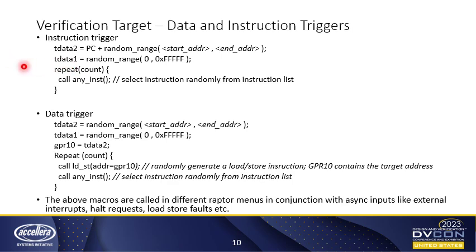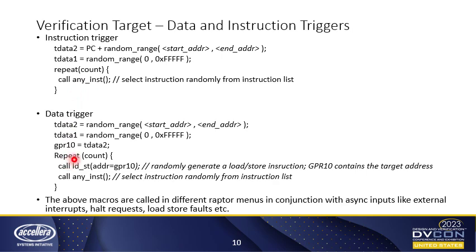For issuing random instruction triggers, we pre-configure trigger data register tdata2 to a random address, but still within the instruction memory space. Then we configure trigger configuration register tdata1 to a random combination of type, dmode, and data. Then we call a long series of random instructions to cross the trigger address so that the trigger will be invoked.